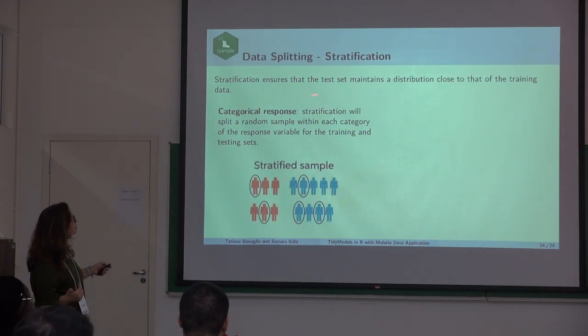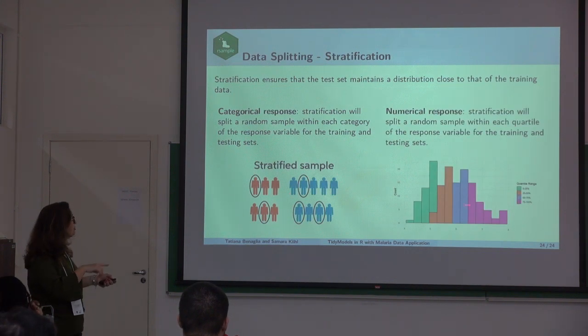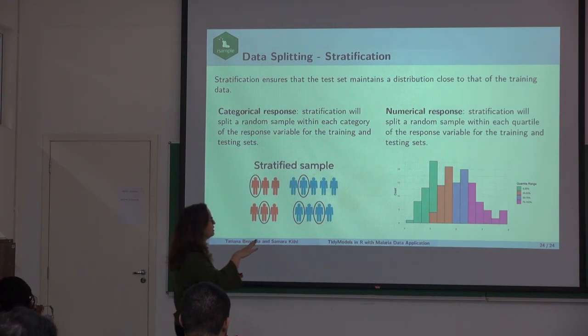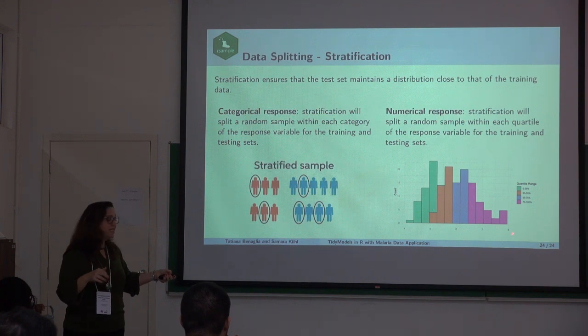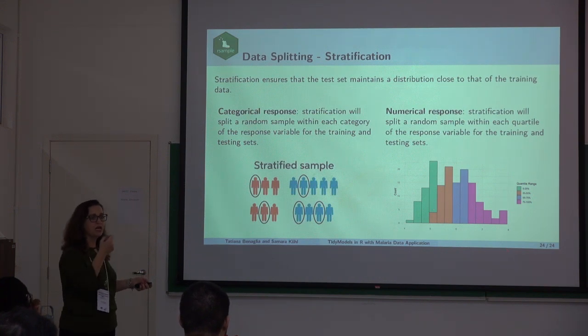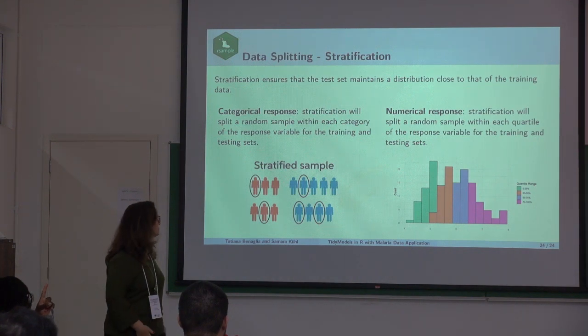So stratification ensures that the test set maintains a distribution close to that of the training data, and you have to think about whether your response variable is categorical or continuous. If it is categorical, it's just the stratified sample that I told you about. If it is continuous, it splits your data into quartiles, and then makes sure the quartiles match in the training and test sets.